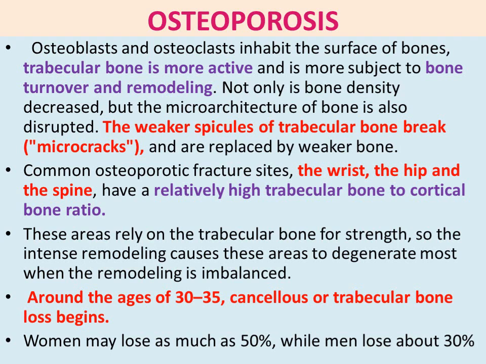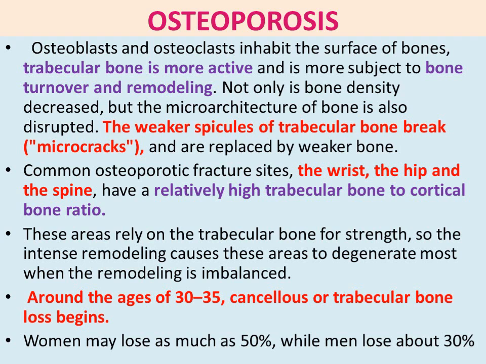Not only does bone density decrease, but the microarchitecture of bone is also disrupted. The weaker spicules of trabecular bone break, and micro cracks appear first in the trabecular bone when osteoporosis happens in a person. They are replaced by weaker bones.